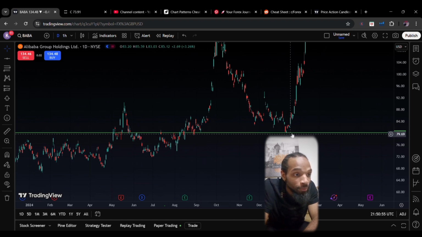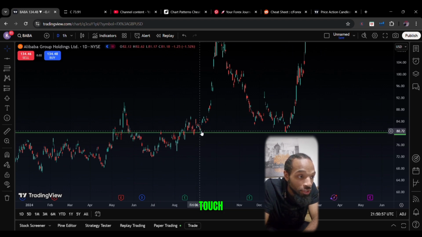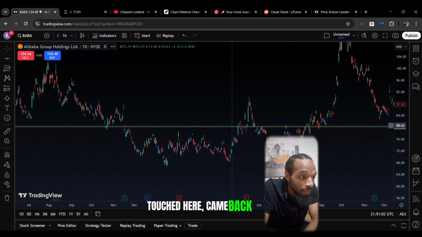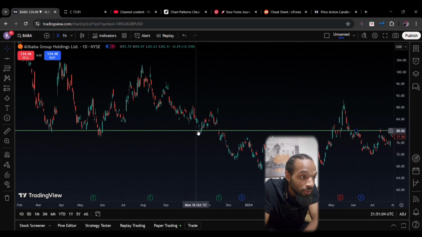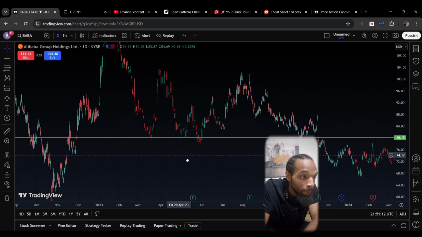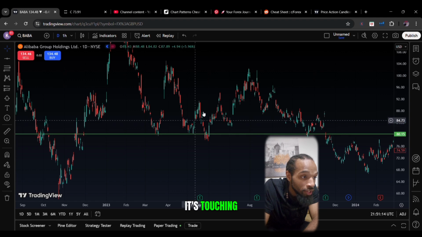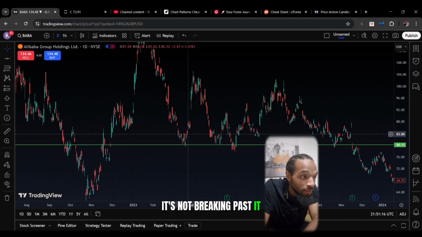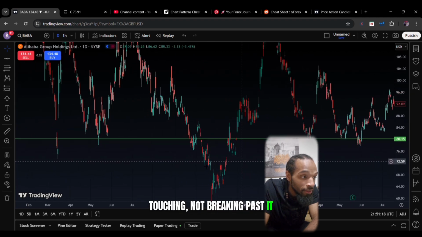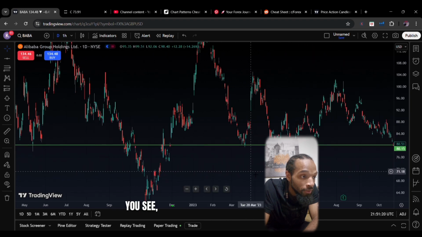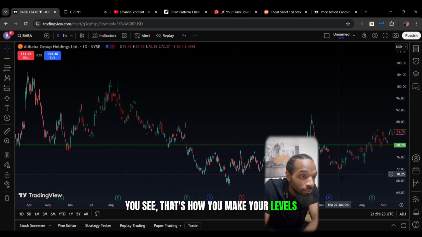Now, boom. What do we got right here? Touched here, came back down. Touch, came back down. And then it came past it, retested, came back down. Touch, up. It's touching, it's not breaking past it, up. Touching, not breaking past it, up. You see? That's how you make your levels.